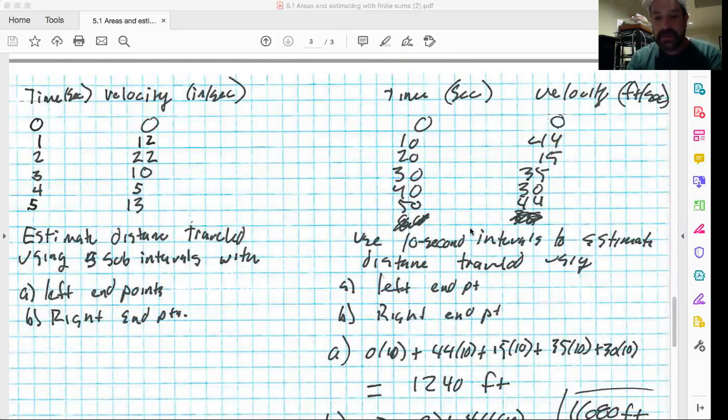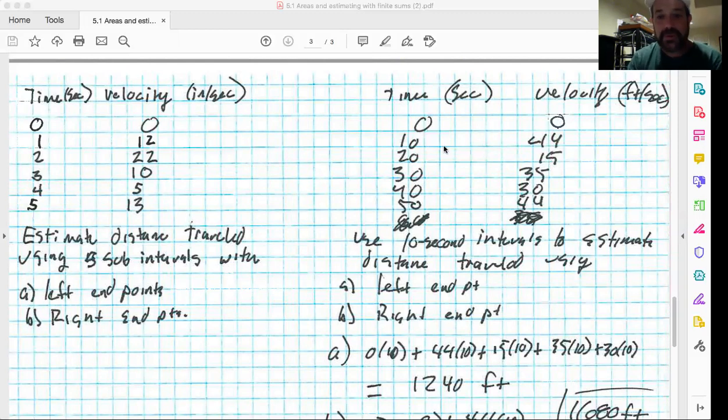So if you think about this as being a rectangle of width 10, and you think of it graphically as these values on your horizontal axis and these values on a vertical axis, the rectangle that starts at 0 and goes to 10 has a left endpoint of 0 and a right endpoint of 44. Now, the rectangle that starts at 10 and goes to 20 in width, the left endpoint is going to be 44 and the right endpoint is going to be 15.